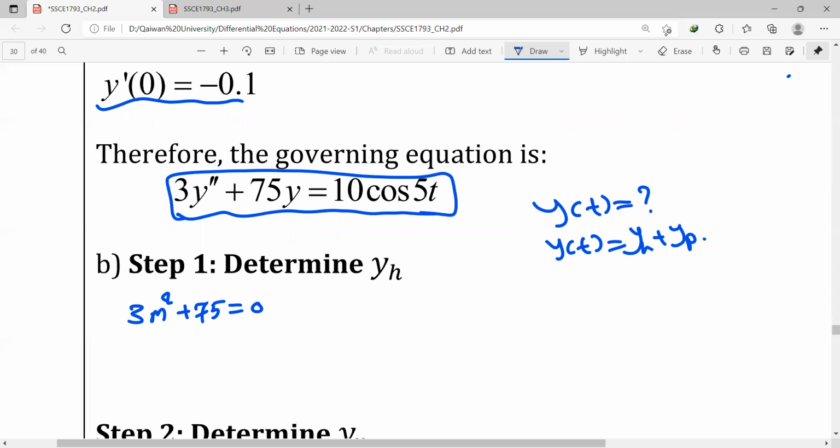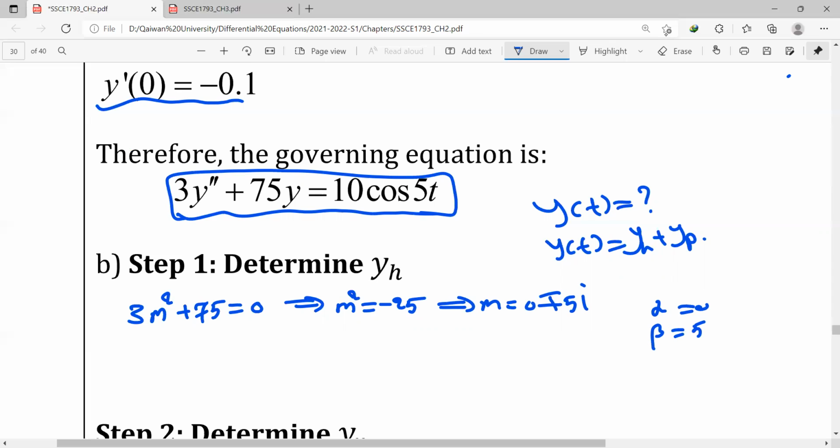We just let the right hand side be 0, and we replace y double prime by m squared, y prime by m, and y by 1. As you have no y prime in it, we just replace y double prime by m squared and y by 1. Here we get m squared equals minus 25. That means m equals plus minus 5i. The real part is 0 here, I mean, alpha is 0 and beta is 5.